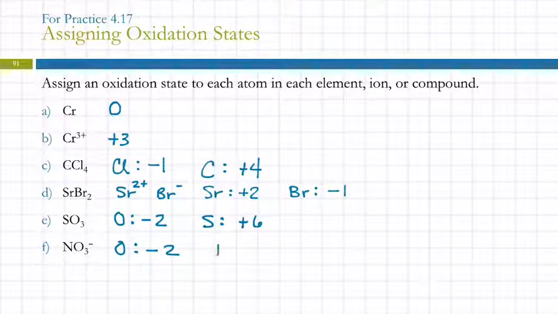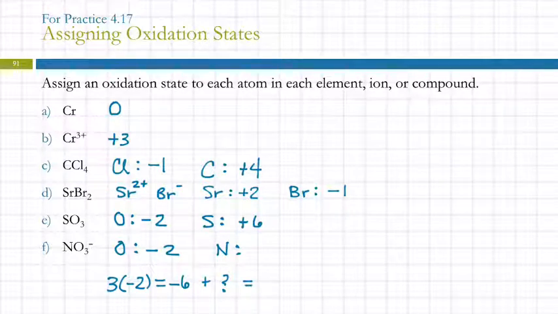And we have to figure out what the nitrogen is. Well, we have 3 oxygens. That's a total of -6 from those. And so we need -6 plus the nitrogen to add up to -1. So what's the nitrogen? +5.